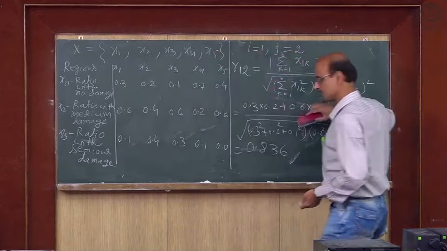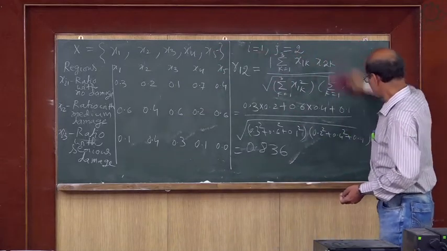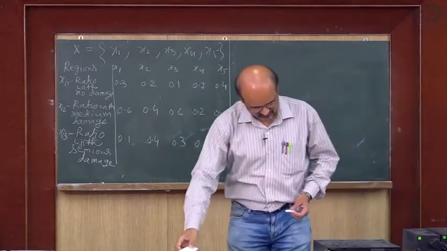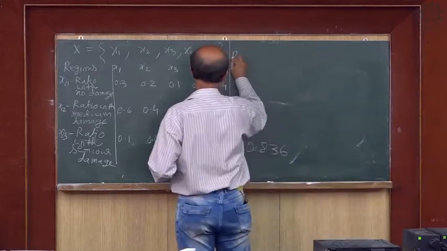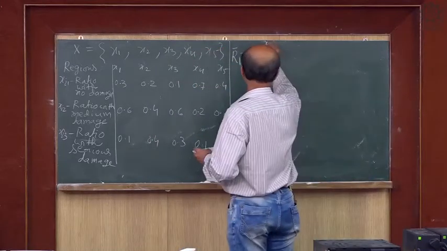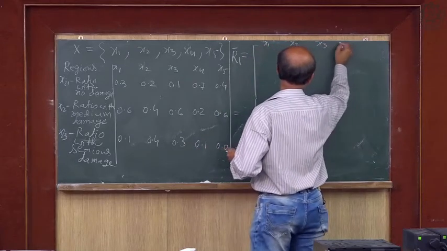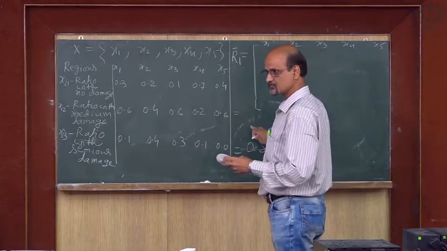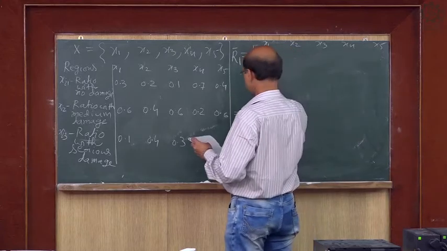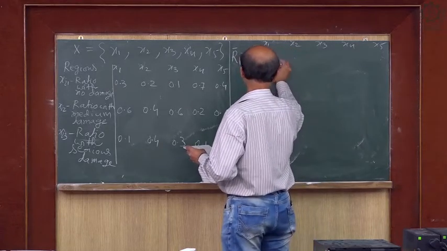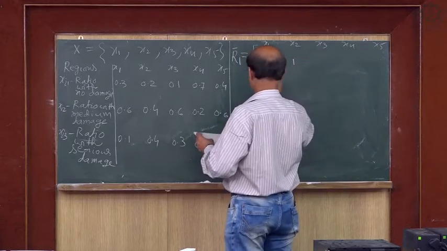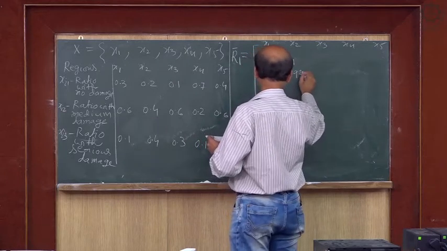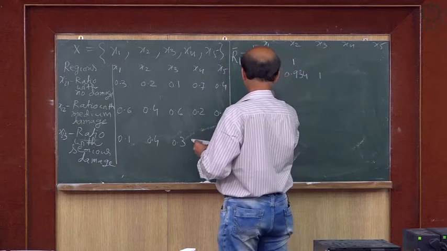Okay. So, I am erasing this side. Okay. So, I will write directly the matrix. So, the relation matrix will be R1 bar, x1, x2, x3, x4, x5, okay, and this side also x1, x2, x3, x4, x5. So, I will get 1, 0.836, 0.914, 0.934, 1.